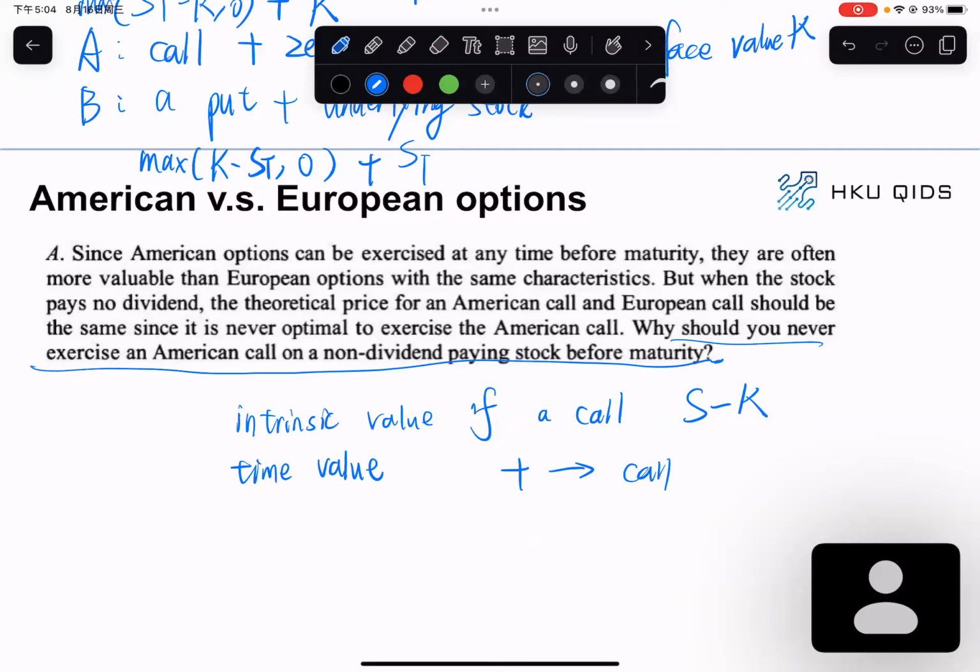And this value is actually going to decrease along with time, as long as you are holding a positive position. It is also positive for put, okay? Because when the time goes to maturity, the amount of uncertainty in the market becomes less, right? It becomes more and more predictable for the price at the maturity date. So the time value is going to decrease along the time. And if you exercise it, you are basically missing that amount of time value.